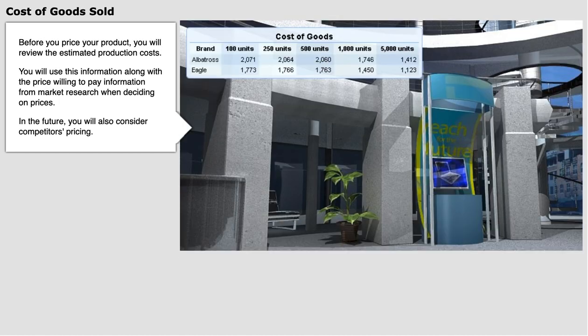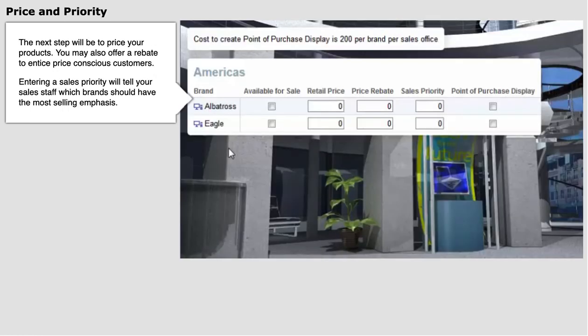Before you price your product, you will review the estimated production costs. You will use this information along with the price willing to pay information from market research when deciding on prices. In the future, you will also consider competitors' pricing. The next step will be to price your products. You may also offer a rebate to entice price-conscious customers. Entering a sales priority will tell your sales staff which brands should have the most selling emphasis.